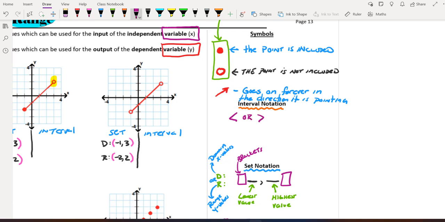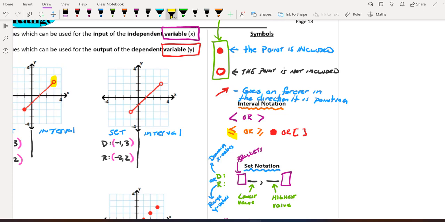Or we use the exact same symbols with an equals line. Because this means bigger than, that means bigger than and equal to. So we have two situations. We have square brackets and round brackets. When we want to include the point, which is a solid dot, or square brackets, we use the equal sign, because it wants to equal that point.